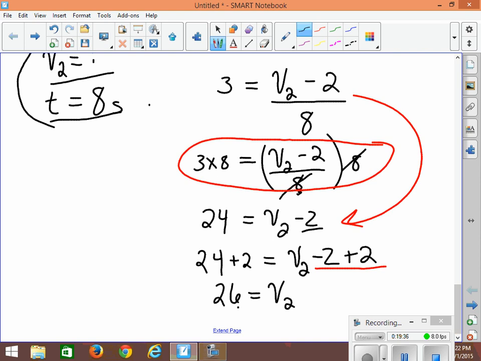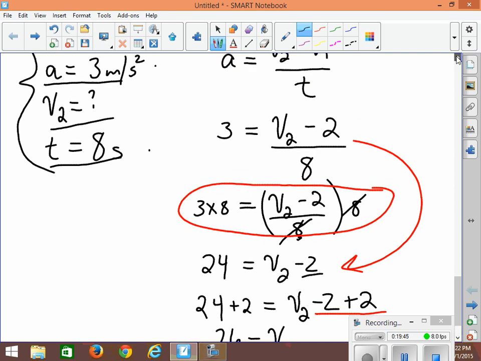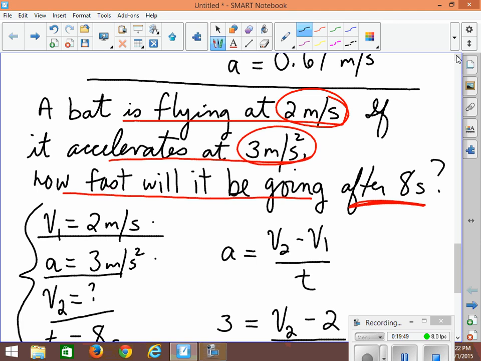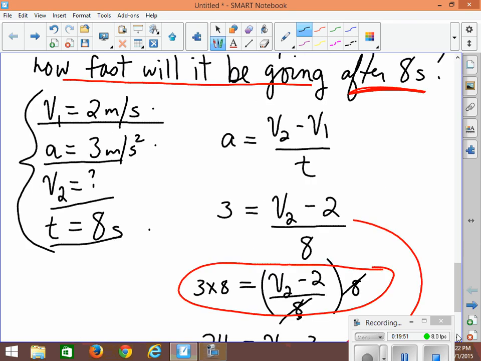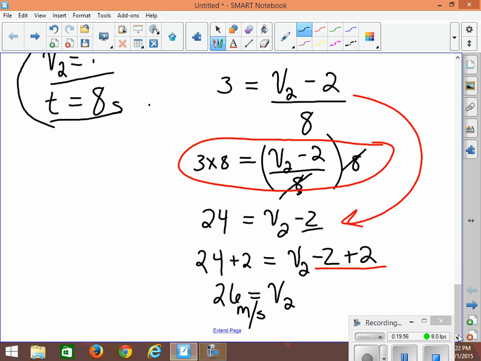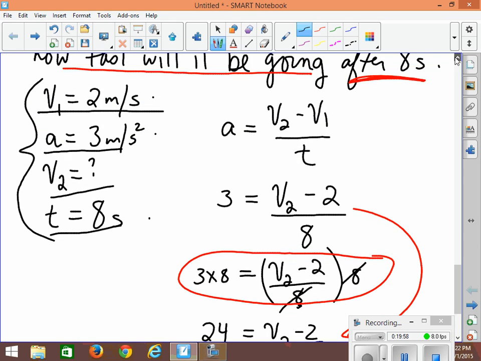Now 26, and since we're done, I'll squeeze my unit in here, meters per second. That's pretty fast. This bat has gone from an initial speed of 2 meters per second all the way up to a quite high speed of 26 meters per second. Now what does that mean?